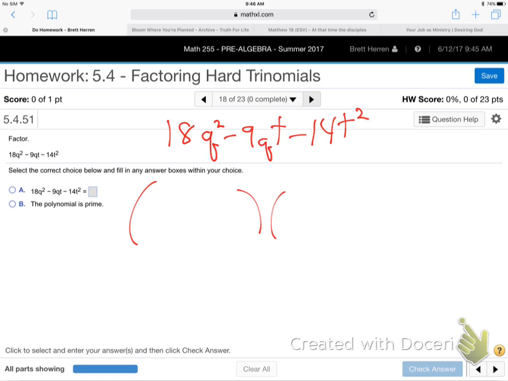So with that 18, is it 3 times 6? Could be 2 times 9. Probably 3 times 6. 3 and 6 are closer together, so it's probably 6 and 3. So I'll go 6q, 3q, but I'm not sure. All right, so that's the F, probably. And then for the L, what times what's 14? 2 and 7. Now, could the 2 be here with the 6 in the same parenthesis together? No way, because they have 2 in common. You can factor 2 out. Can't do it. So, 7 here, 2 there. Right?